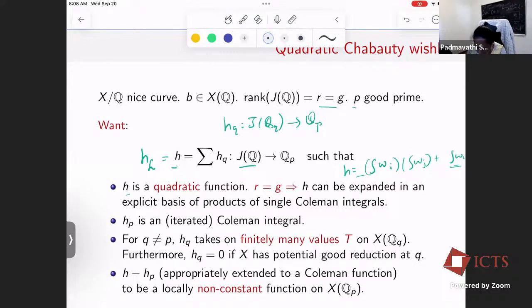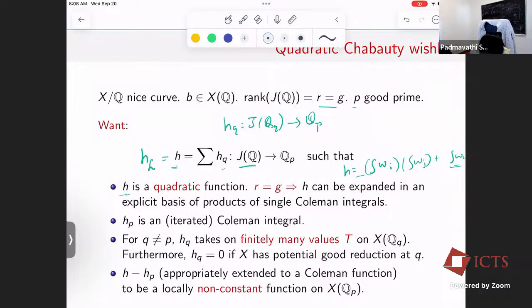And the global function H has a nice expression in terms of products of single Coleman integrals, and it naturally extends to a function on the set of P-adic points. The local function at P has a nice P-adic analytic nature.